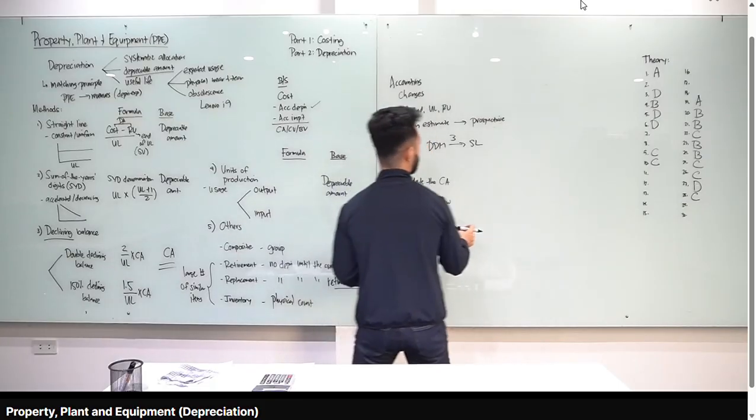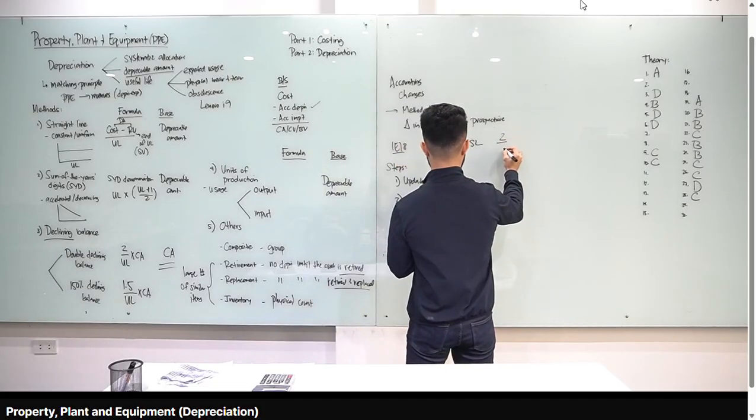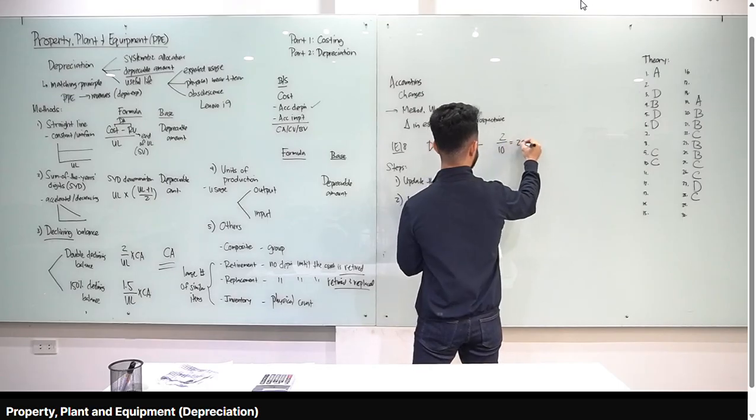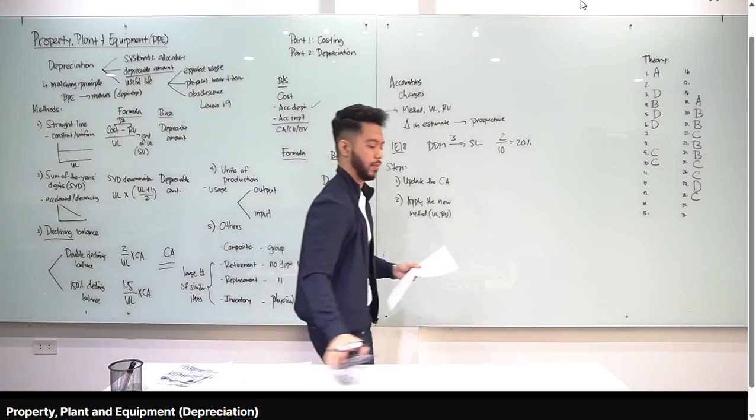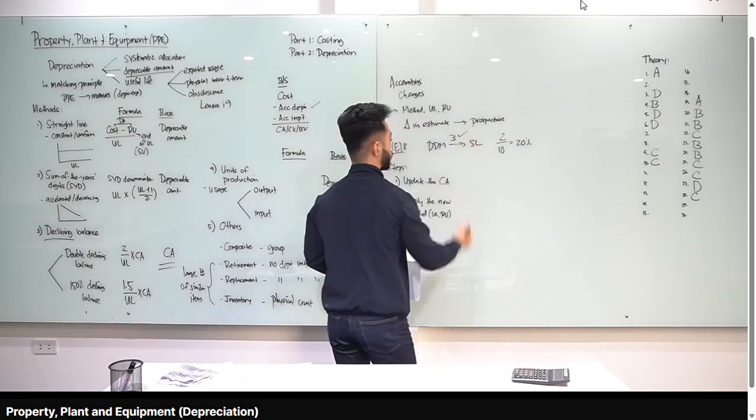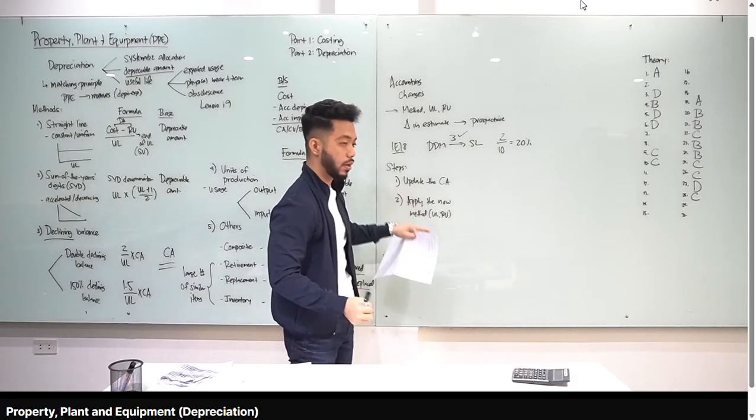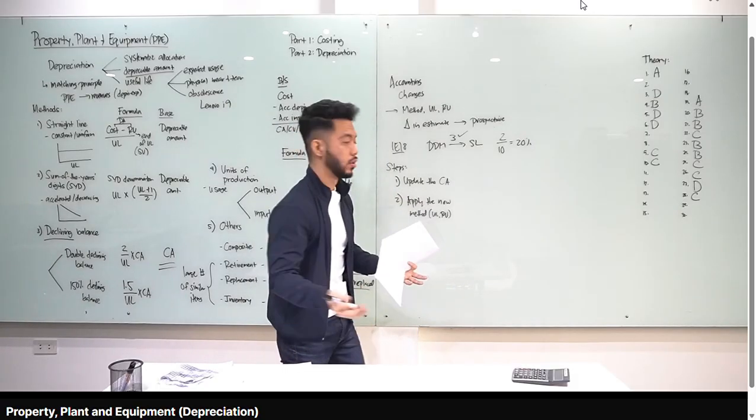Double declining yan, so kailangan ko makuha yung rate. 2 over, ano yung useful life? 10. 20% yung rate natin. So, double declining. Tama? After 3 years, nag-switch to straight line. Ibig sabihin, para ma-update yung carrying amount, alamin natin yung carrying amount after 3 years.